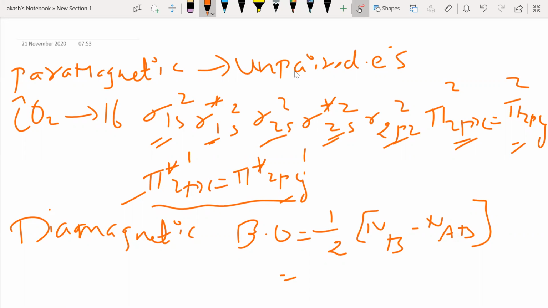So it will be 1 by 2 into how many electrons in bonding? 1, 2, 3, 4, 5. 10 electrons minus how many electrons in anti-bonding? 1, 2, 4. Sorry, I mean 6, right? So 2, 4, 5, 6, totally 6. 10, and this is 6. So 10 minus 6 will be 4. 4 by 2 will be 2. So the bond order is 2. Right? Now, what all you can predict with bond order, that also I'll tell you.